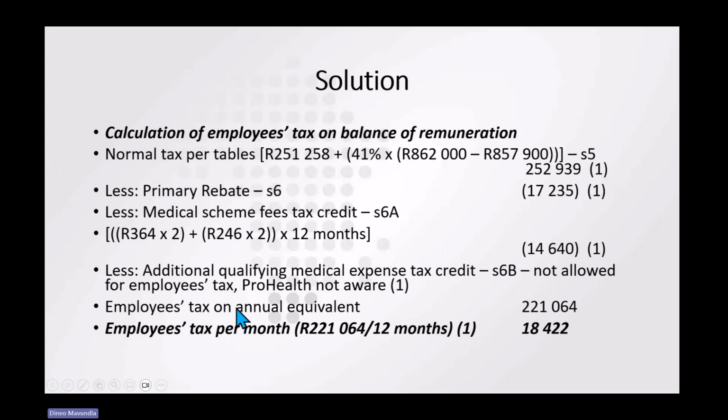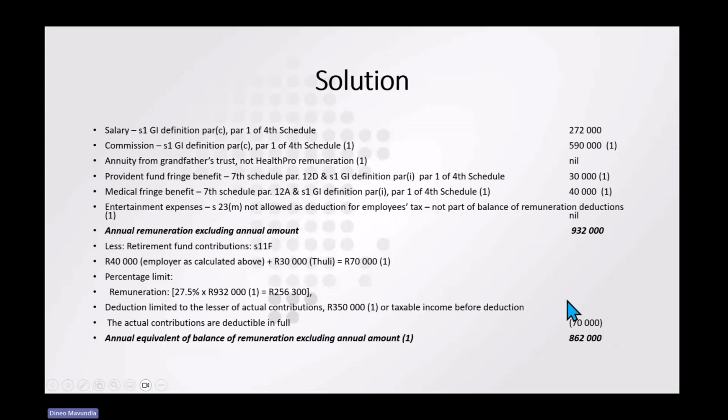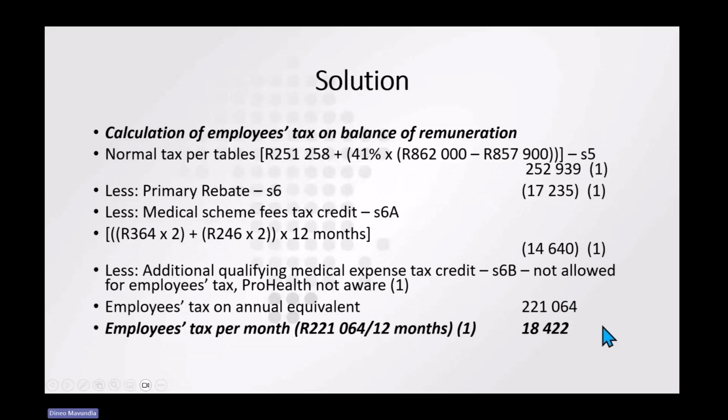So our employees tax on the annual equivalent would then be 221,064 Rand. Now to get our tax per month, we would take our annual equivalent divided by 12 months. That would give us 18,422 Rand. So this is how much we would deduct from, I think it's Thuli's salary for the month of February. Okay, so this part is our normal tax calculation. This part we know how to get to 100%.